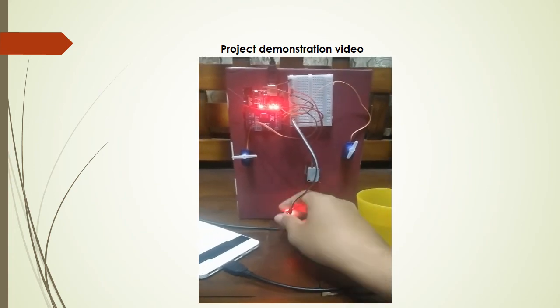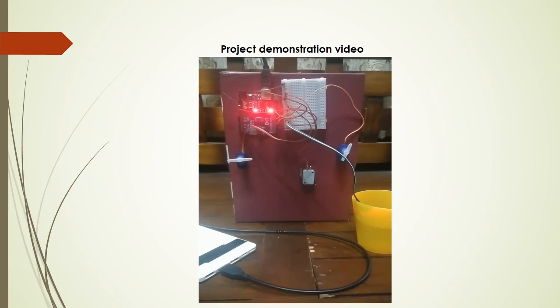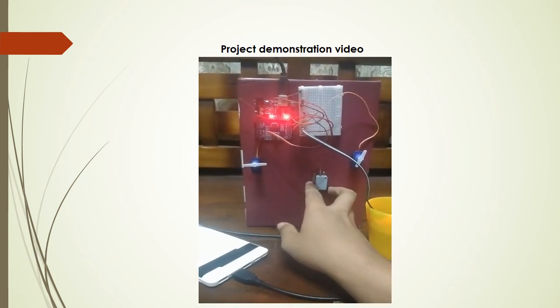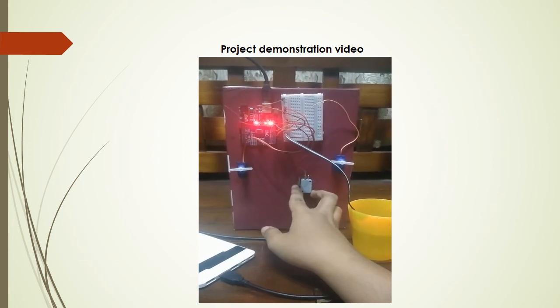Alright, the next one is when the water sensor detects any water on it and the limit switch is touched, only the second servo will be functioning.